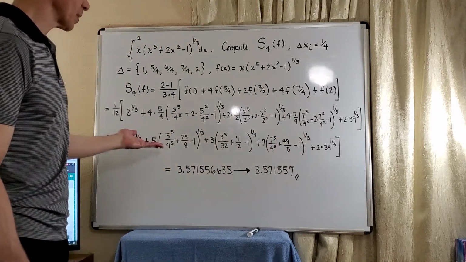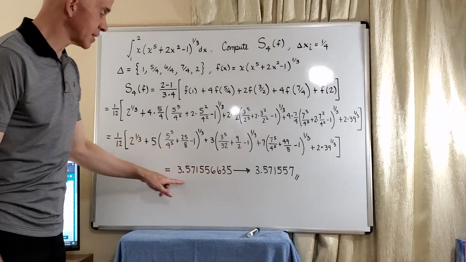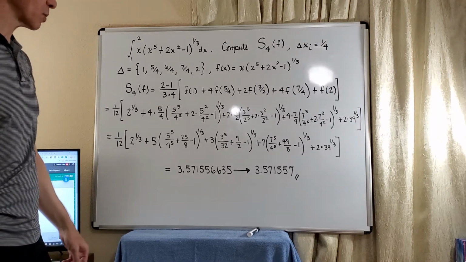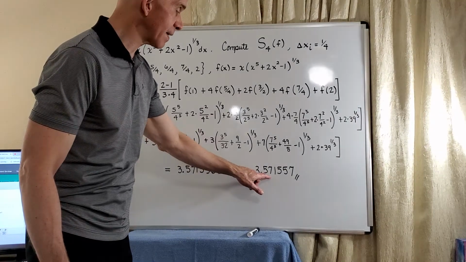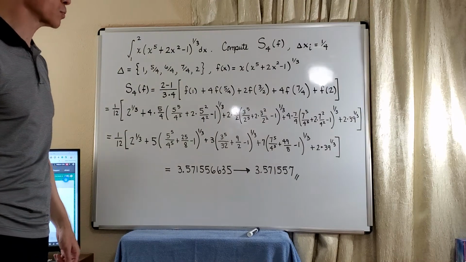So now at this point, like I said before, I used the Google calculator and I rounded out to several decimal places, and then your text asks for 6, so we just round here the 6 up to 7, so we have 3.571557, which is an improvement over the trapezoidal rule.